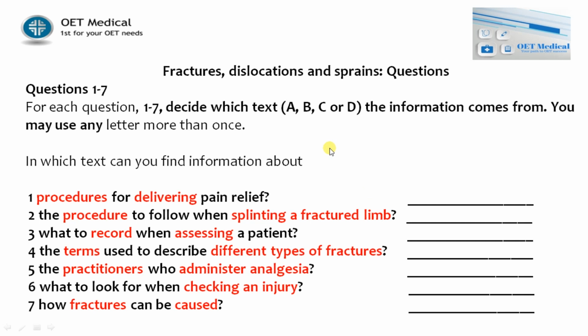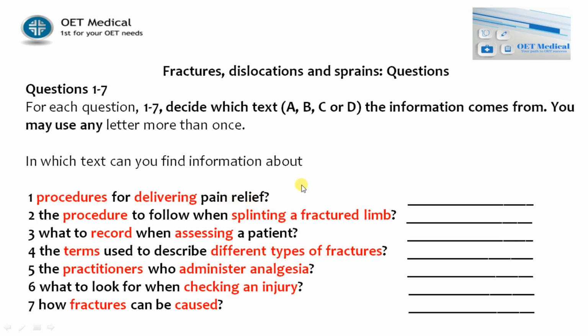Now, once you've read the text, you will see that you have to match the keywords. What I've done here is I've done it in the opposite way, because the texts take up more space and they're longer, so I've quickly showed you how the questions will present themselves. So you've got to decide if the information in each one of these comes from text A, text B, text C or D. So I've put keywords: procedures for delivering pain relief. Pain relief could also be a keyword.